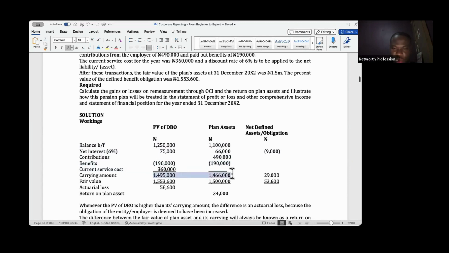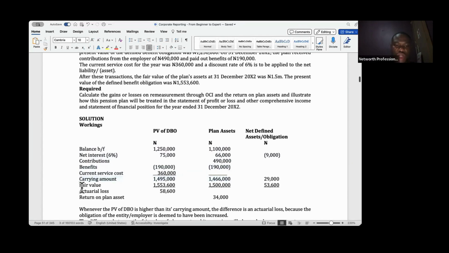And you get your book value, which you have to compare with the fair value the actuary will have given you also at the end of the year, to know whether you're having an actuarial loss or gain in the case of obligation, and a return on plan asset in the case of a plan asset. And that's all you have to do as an accountant. Nice one, Omotayo.